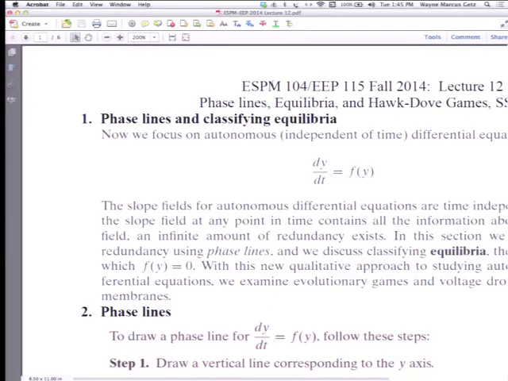So we're going to talk about those kinds of models, which is highly relevant in these days of Ebola and the idea of vaccinations and influenza and all that sort of stuff.